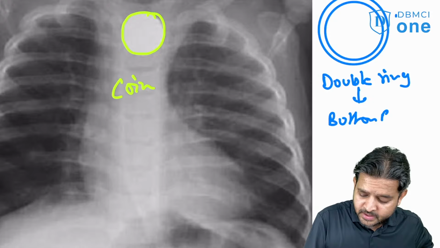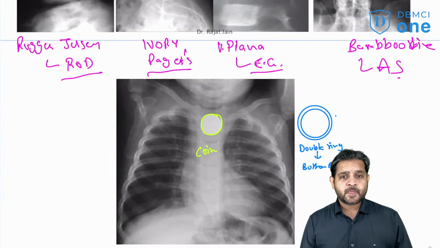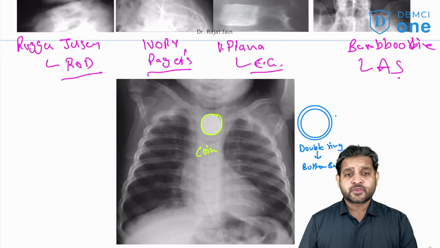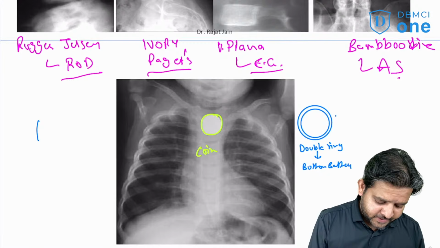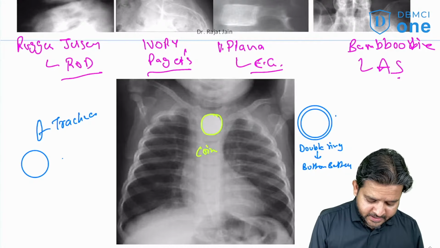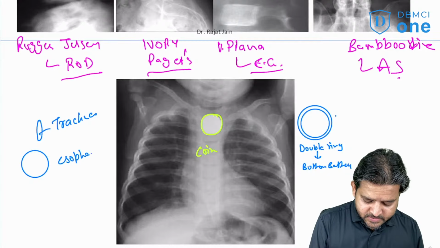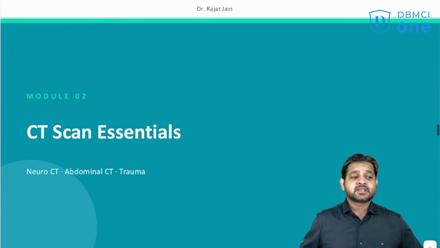And it is to be noted that a button battery becomes a surgical emergency, right? Obviously, you know how to differentiate whether it is in the esophagus or in the trachea by looking at the shape. If it is like a slit on a frontal X-ray, then it is in the trachea. If it is flat, then it is in the esophagus, right? Okay. Now, those are the X-rays.